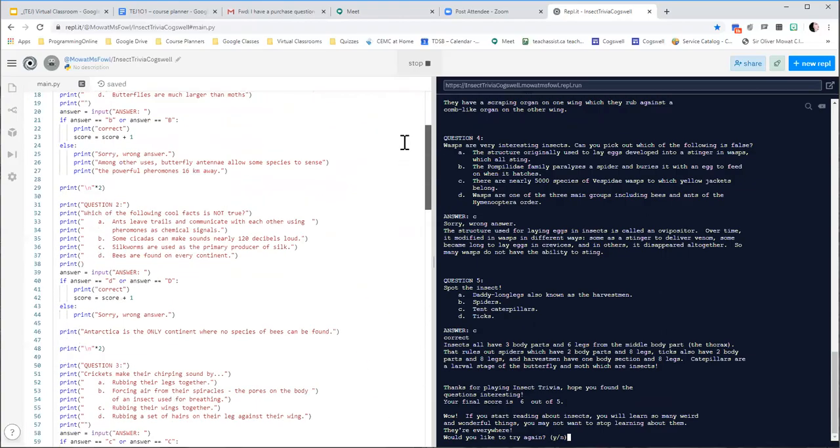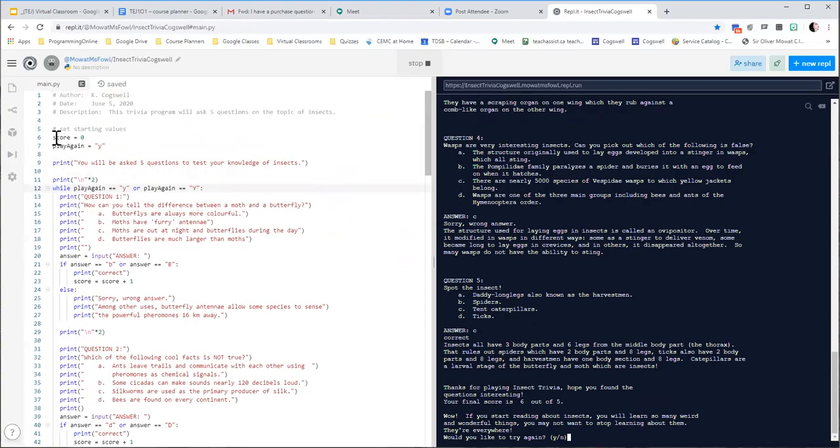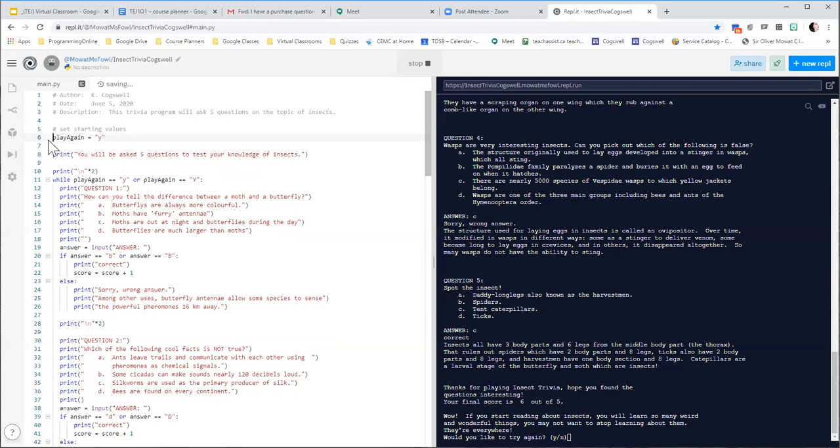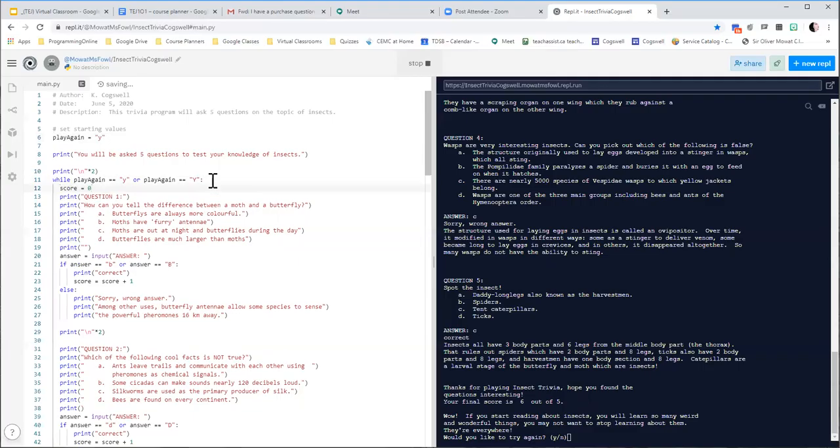What did I do wrong? Well, if we go up and look, score is set to 0 here. But if we're playing the game, we loop back to this point. Score was already at 4. So I got 2 more for playing again, and that doesn't make sense. So I need to take this starting value and move it into the looping section. So I'm going to put it in there.